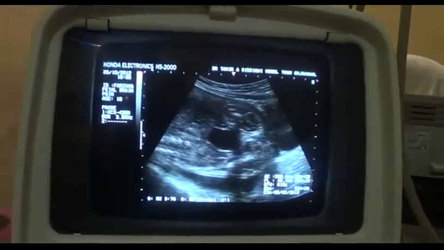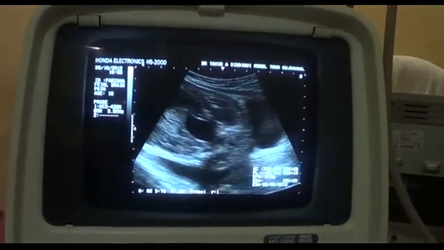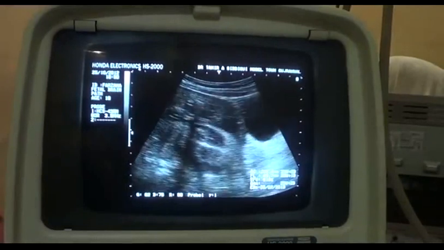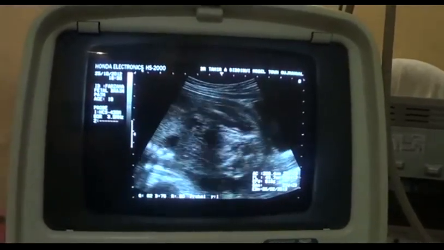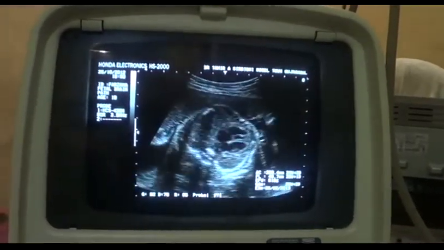The gender to me appears to be a female, double X, in this position. What I can get, well, we'll come back to it if we have to.